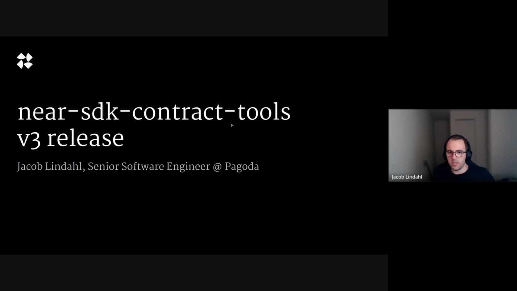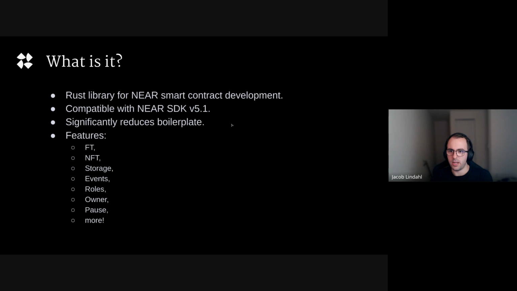So I'm going to be talking about the major version 3 release of NEAR SDK contract tools. For anyone who doesn't know what NEAR SDK contract tools is, it's a Rust library for NEAR smart contract development. Particularly, it tries to be the molecules that help you build a contract. If NEAR SDK is the atoms, then NEAR SDK contract tools is the molecules.